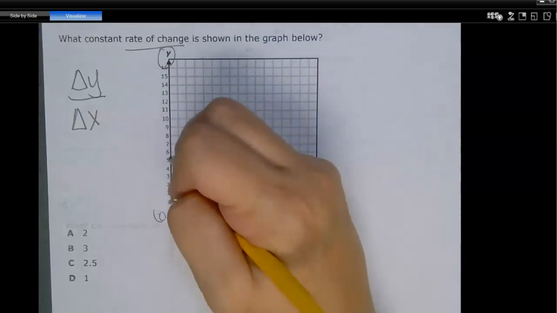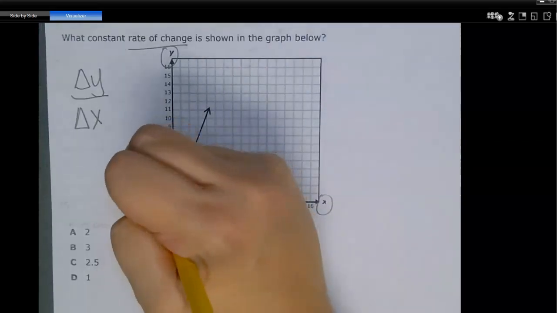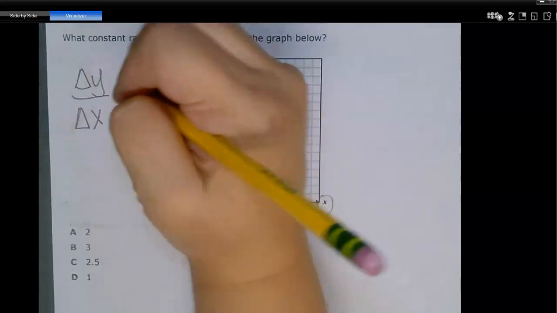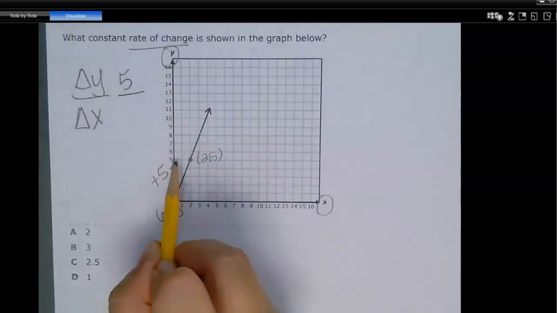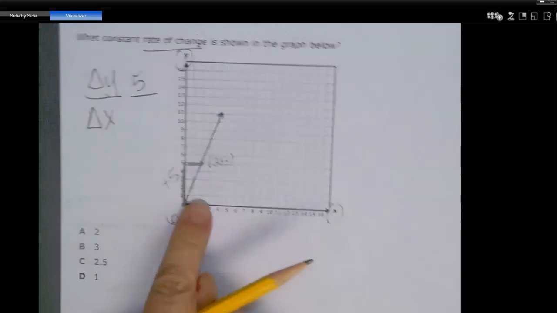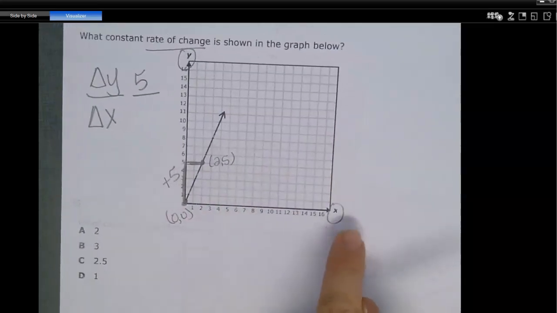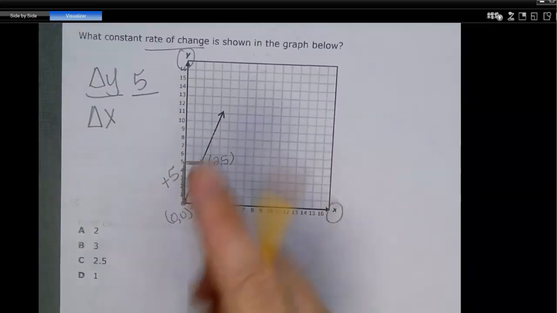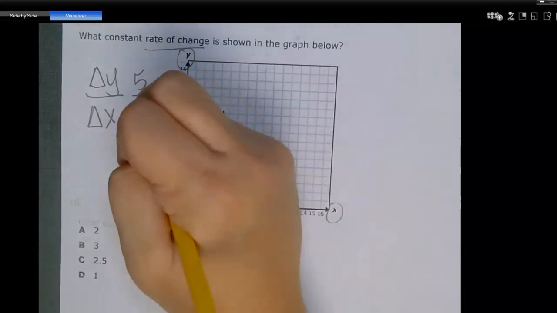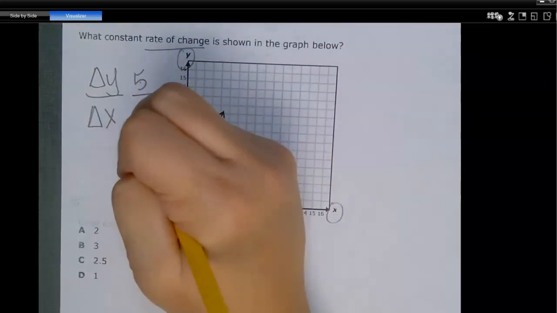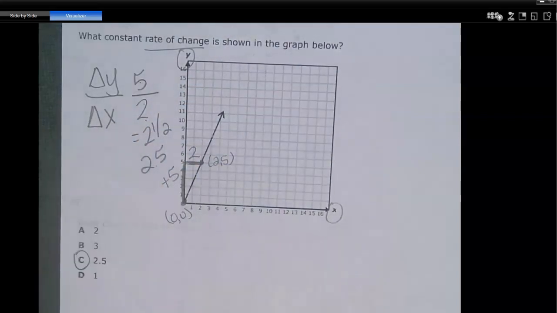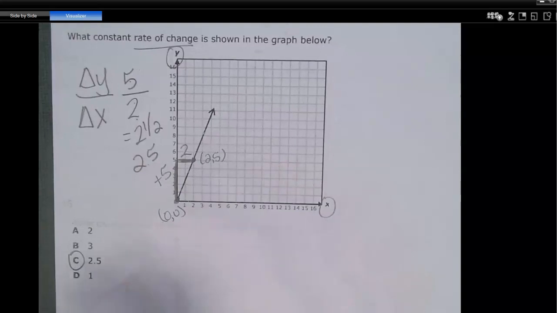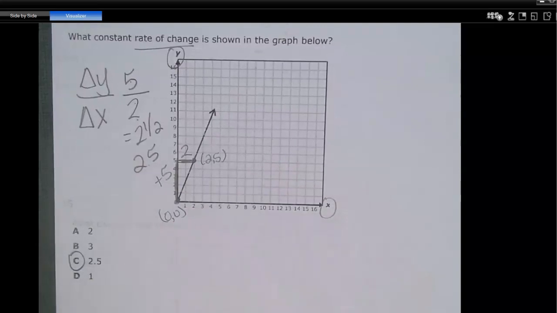I'm looking for my change in y, so I'm going to look at my y-axis. I'm going from 0 to 5, so my change in y, some people call this my rise, is 5. Okay, it's a positive 5. My change in x, because that's going the same direction as my x-axis down here, is going from 0 to 2. So I have 5 divided by 2, and that's going to give me 2.5. So my rate of change for this representation would be 2.5.